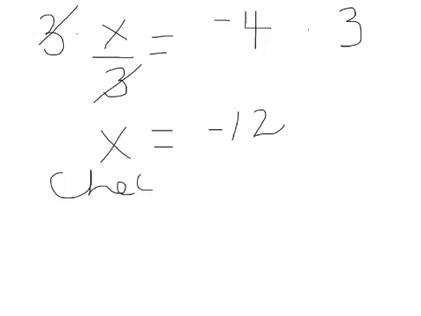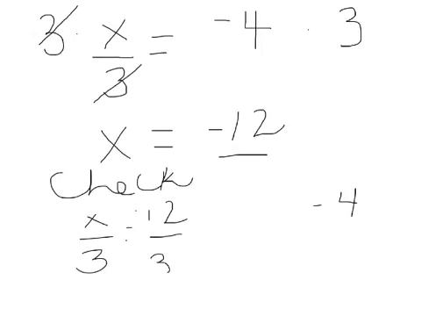Again, I can check my work here. My left side was x divided by 3, and my right side was negative 4. So if I've decided that x is equal to negative 12, and I substitute that in for x, I can see that my left side is going to equal my right side, therefore proving that scenario true.